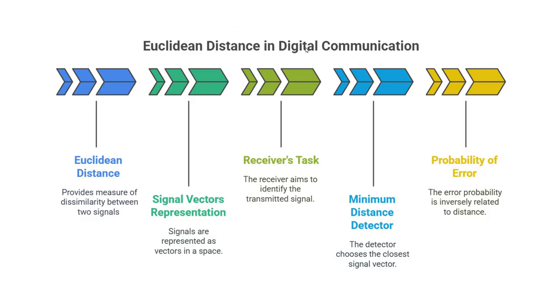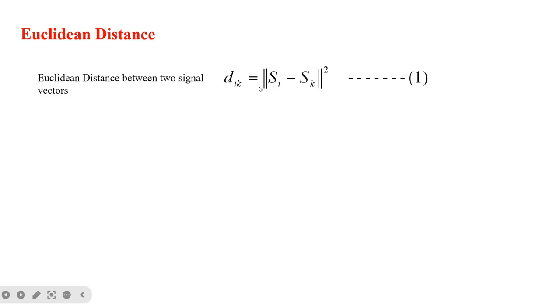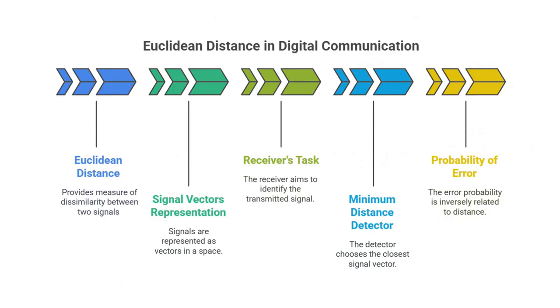So Euclidean distance in digital communication is a measure of dissimilarity between two signals. So given two signals with the corresponding vector representation, the Euclidean distance is given by this equation. Okay, that is dik is equal to the double-lined square of Si minus Sk. So this will represent what? It represents the square length of the signal vector.